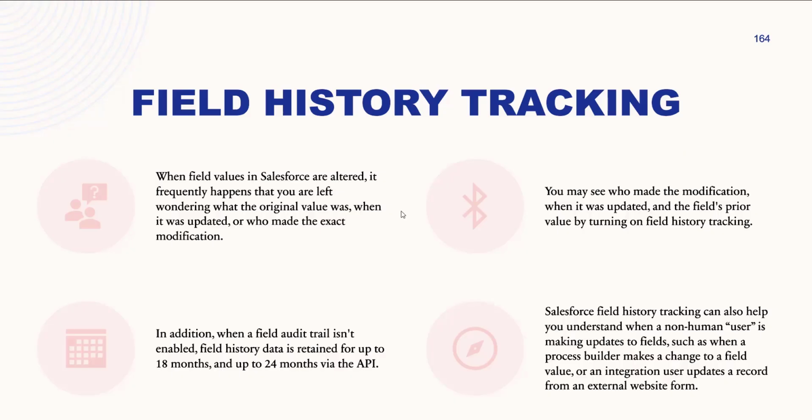This feature is very good, and in Salesforce we have this feature named field history tracking that helps you keep a record of changes to a certain field, so you can see what the value was before, who made the changes, when the changes were made, and what the new value was. So in case you want to check the previous value, you can easily check it.